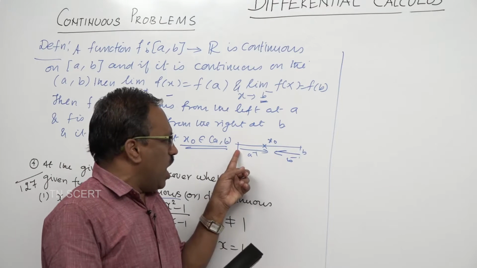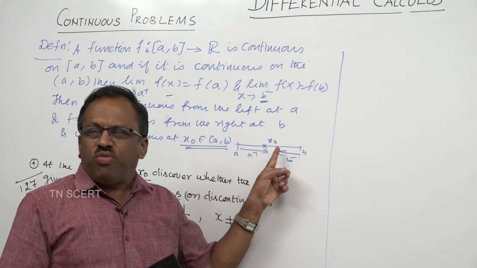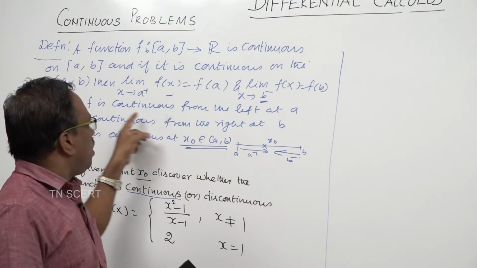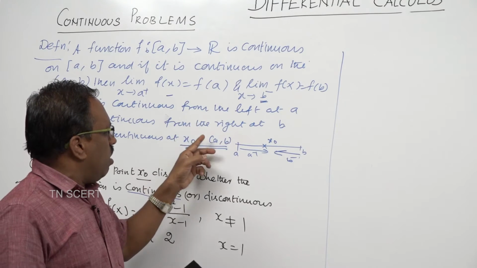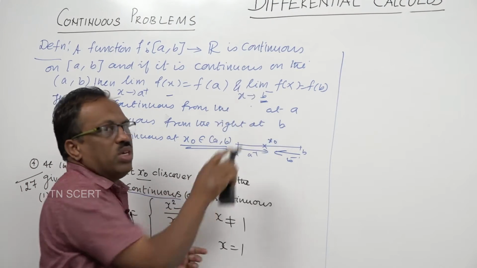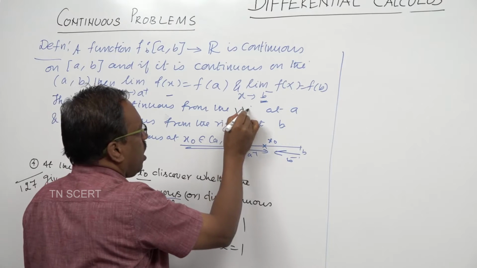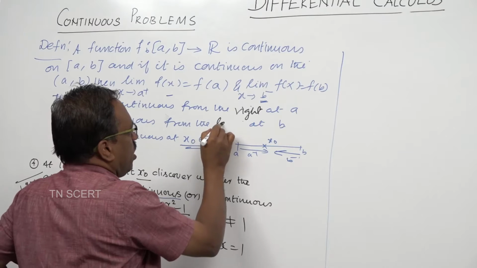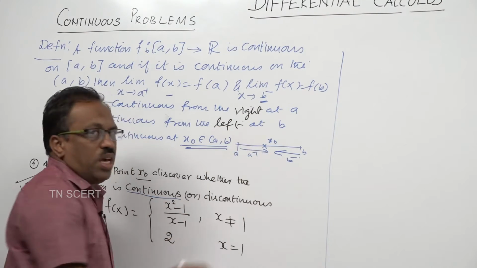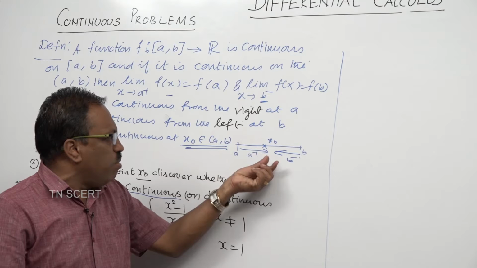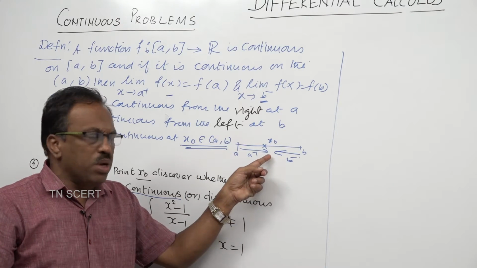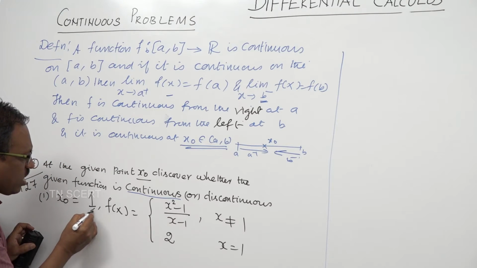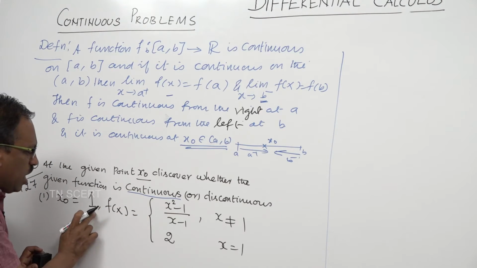See, from A up to B, right at A, left at B. So, that means here right at A means towards this direction, remember that, right at A, left at B. That means here the function, for x we are taking here, is continuous at x is equal to 1.